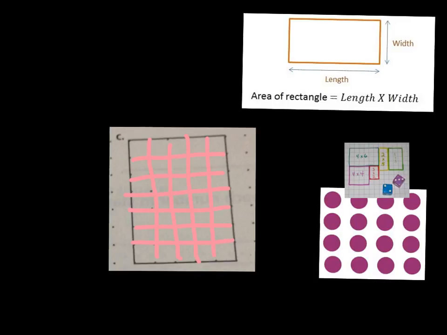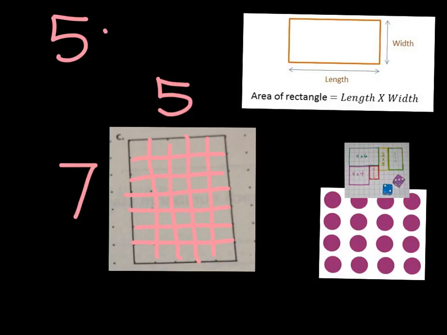Okay, so let's count them. We have 1, 2, 3, 4, 5 going this way. So we can write a 5 up here to represent that. And then we have 1, 2, 3, 4, 5, 6, 7 boxes over here. So we can write a 7 to represent that. So to find the area of this problem, we can look back over here. We want the length times the width equals the area. So our length over here is 5. So we can write 5 times our width. And our width over here is 7. So we can write 7.